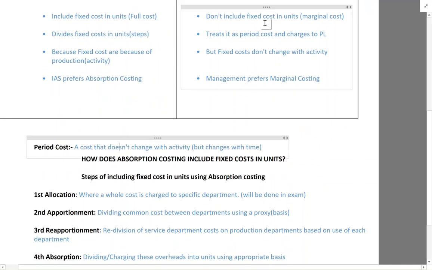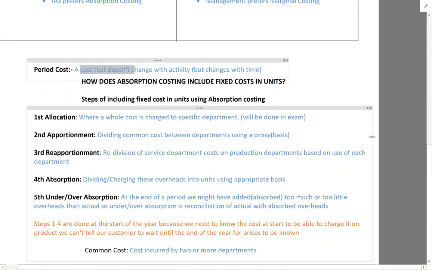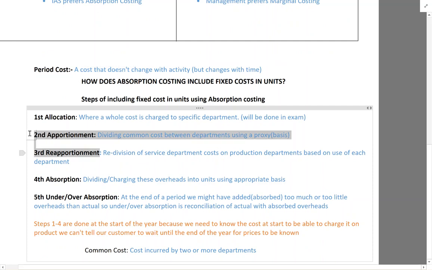I've already explained what is periodic cost. So how does absorption costing work? How is fixed cost included in units? There are some steps. We will look at each of them in detail. We have allocation, apportionment, reapportionment, absorption, and then under or over absorption. Apportionment and reapportionment are usually used as one step, but they are actually a second part in absorption costing.